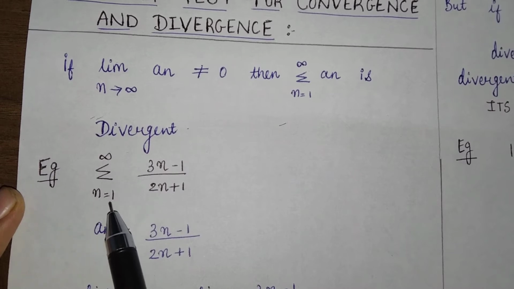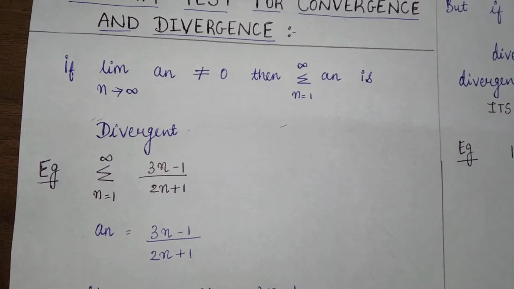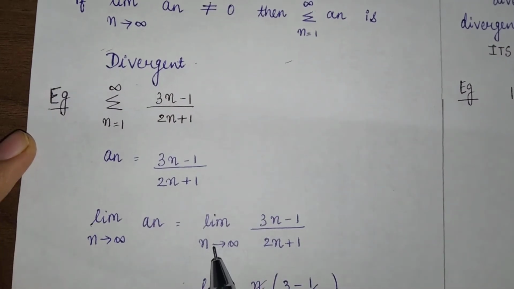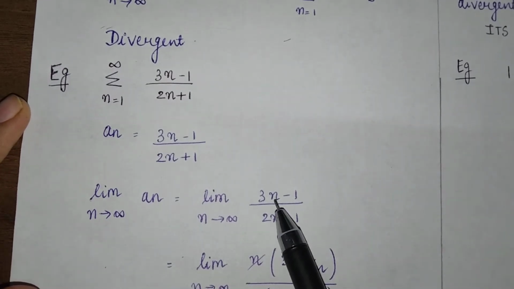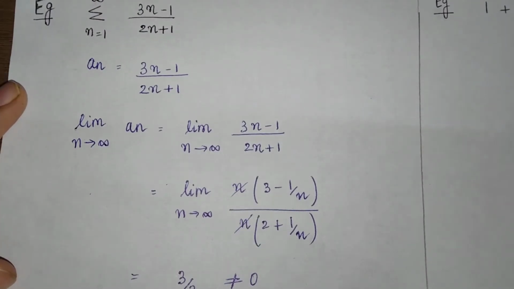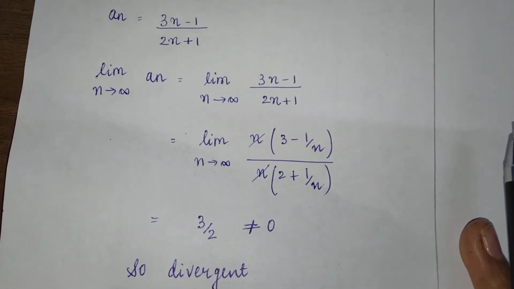For example, given summation n equal to 1 to infinity (3n minus 1) upon (2n plus 1). It means that our an is (3n minus 1) upon (2n plus 1). Now whenever we substitute limit n tends to infinity in this an, we can take n common from numerator and denominator. So this n and this n will get cancelled, and if I substitute the limit here, then I will get 3 by 2. But 3 by 2 is not equal to 0. It means the answer of this series is divergent.